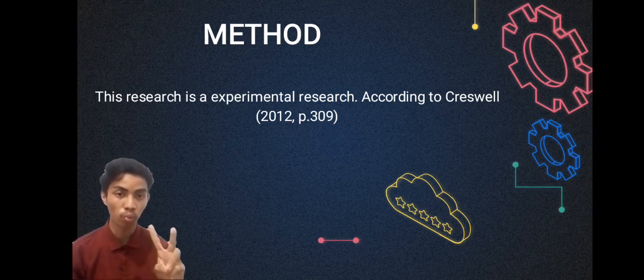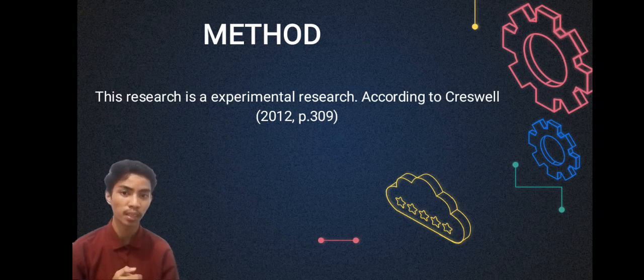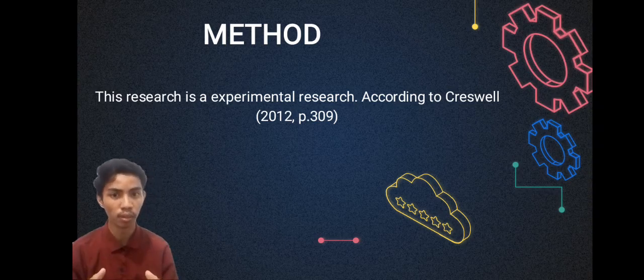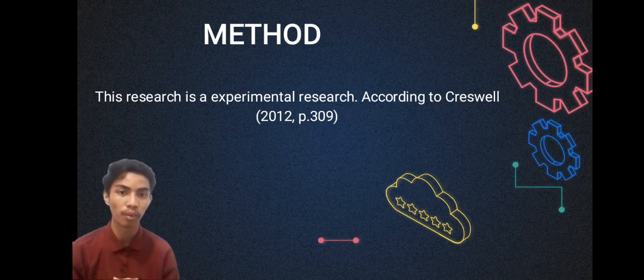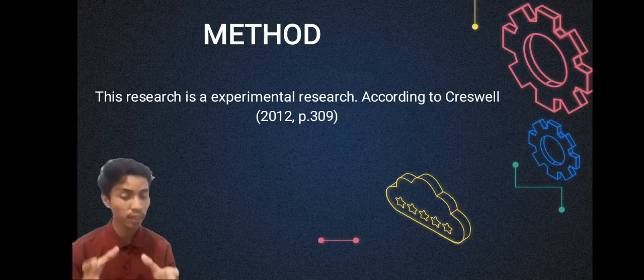There are two variables that become the focus of the research: independent and dependent variables. The independent variable is a variable that influences other variables, and the dependent variable is affected by the independent variable.